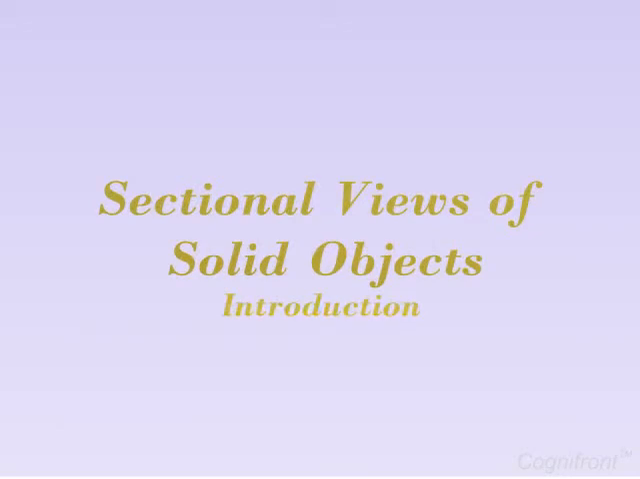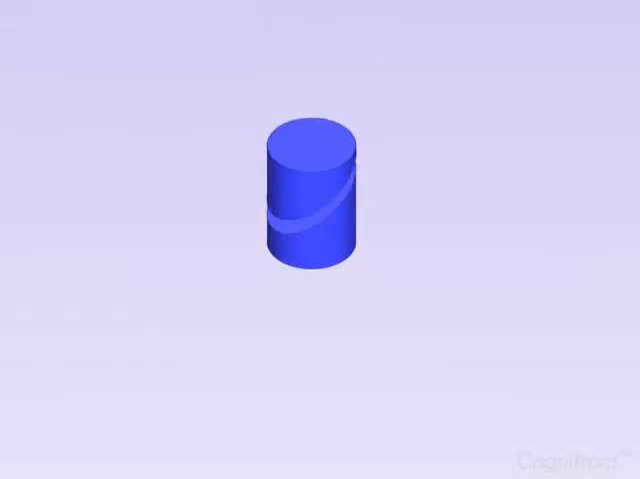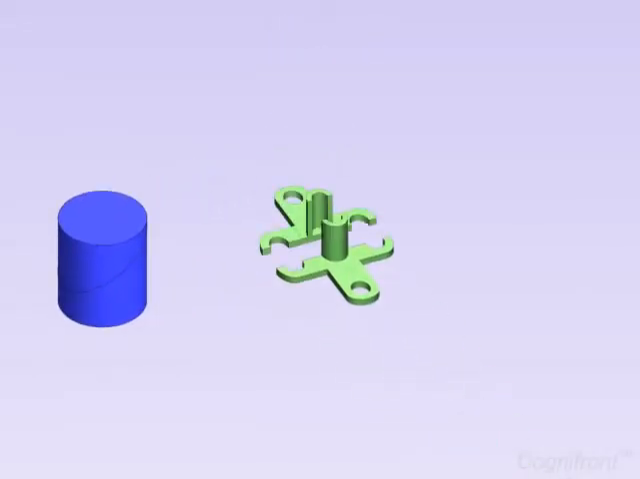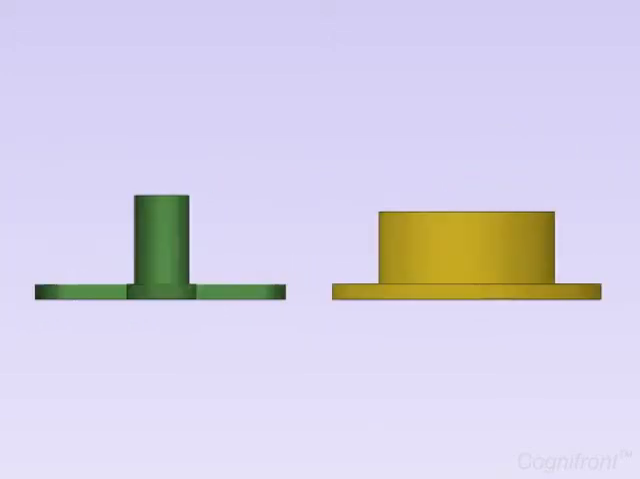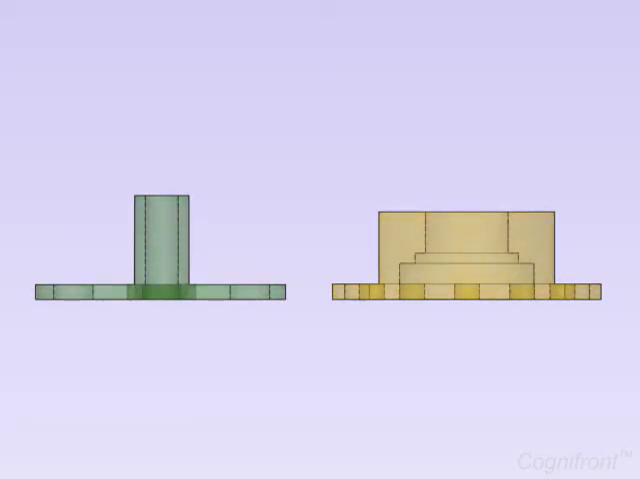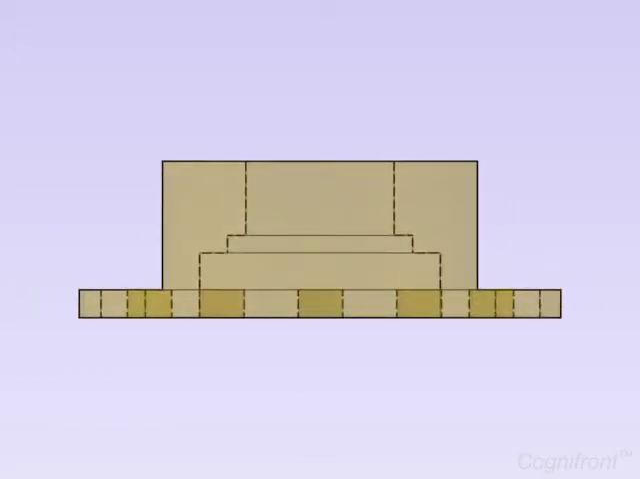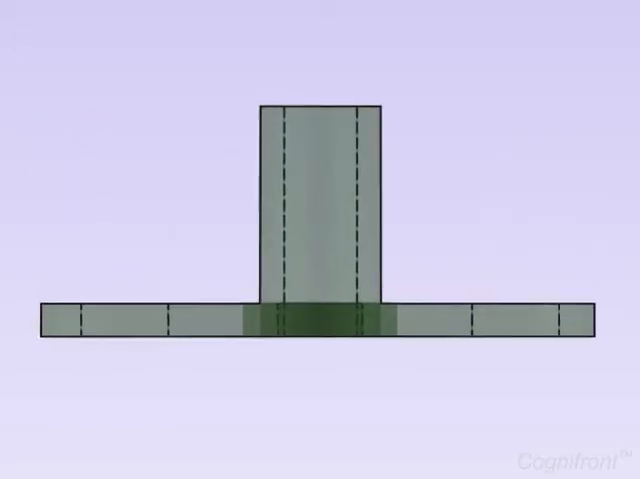Hello friends, today we are going to learn the sectional views of solids. As we have discussed, in orthogonal views, hidden details of the object are represented by dashed lines. But for a complex solid object, it makes the view more complicated and difficult to interpret.